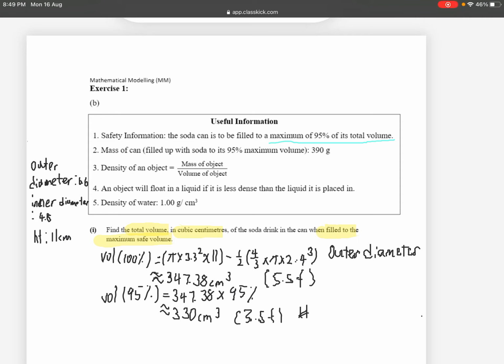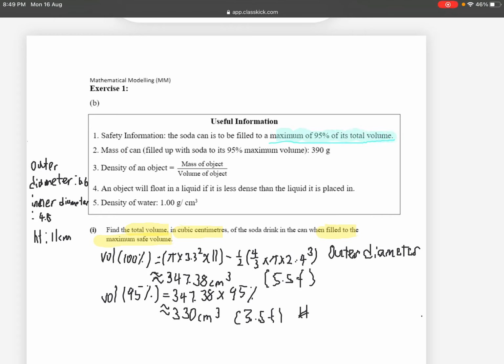Hello, we're going to look at our exercise 1 question B right now. So let's take a look at the useful information. Number 1, the safety information: the soda can is to be filled to a maximum of 95% of its total volume. That means we can only fill up 95%.